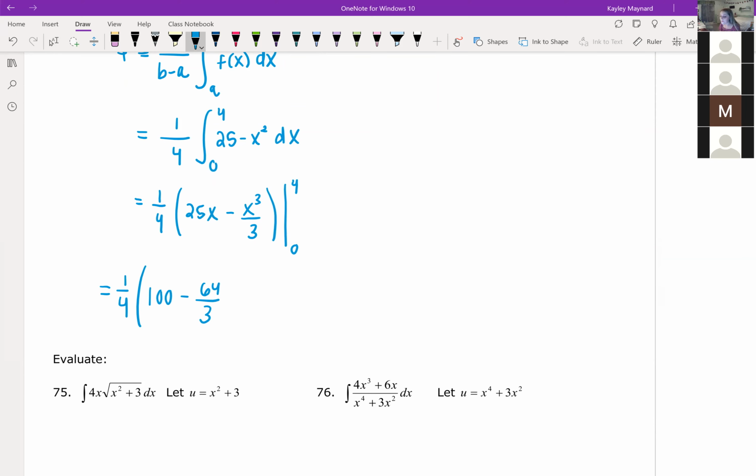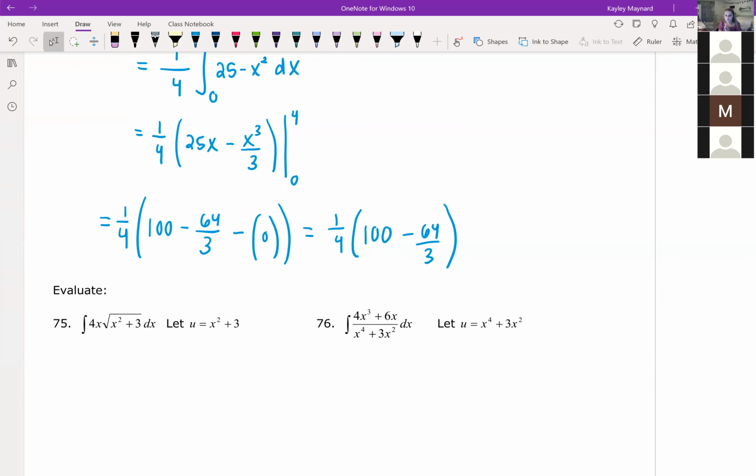Okay. If we plug in 0 here, you get 0, because you get 25 times 0 minus 0. So this is just like subtracting 0, but just for the sake of writing it. So this is equal to 1/4 times 100 minus 64 over 3.